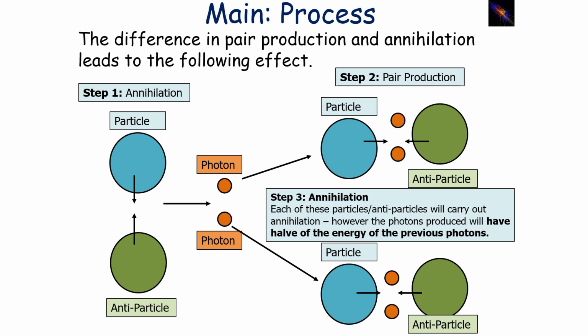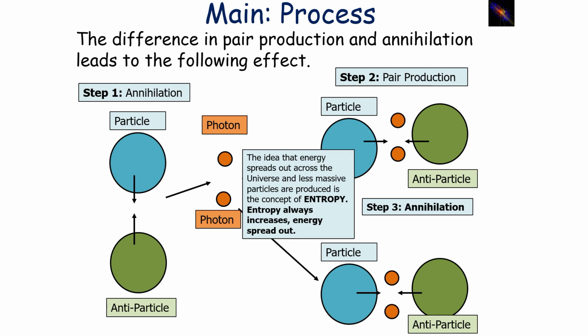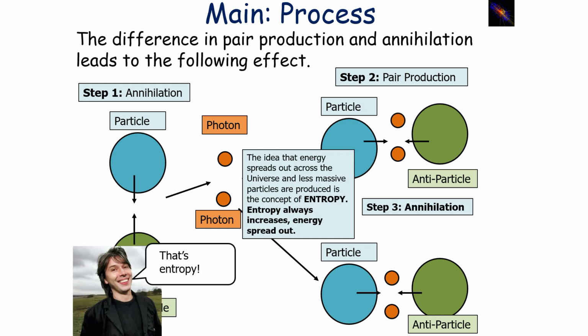Again, these particles, antiparticles, will carry out annihilation. However, the photons produced will have half the energy of the previous photons produced in the last step. So this means that with repeated annihilation, pair production, the energy becomes spread out over the universe, and the possible particles produced are less massive. So this is the reason why energy gets dissipated throughout the universe, and the most common particles in the universe are the ones with the least mass, which is the concept of entropy.